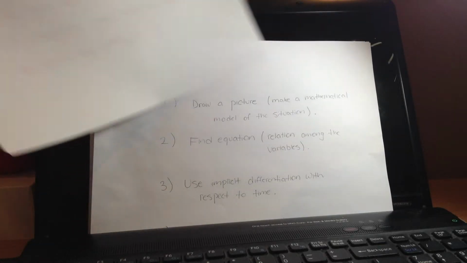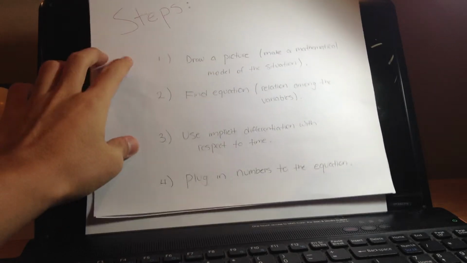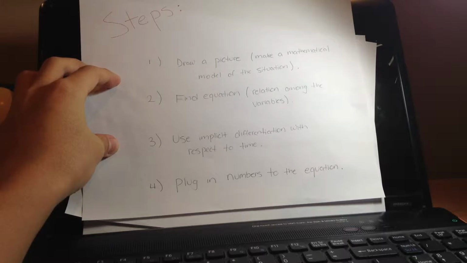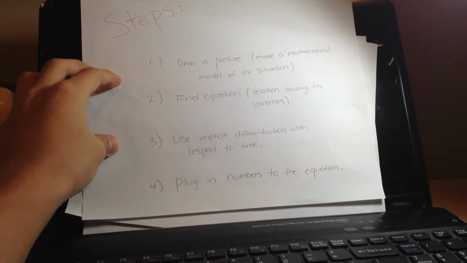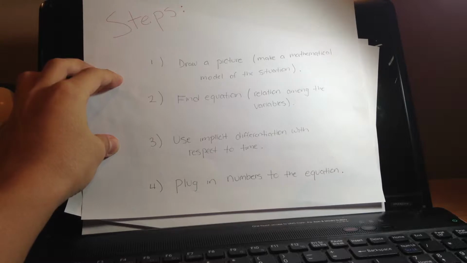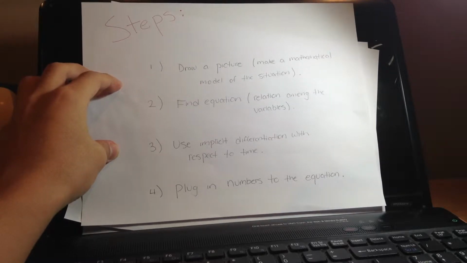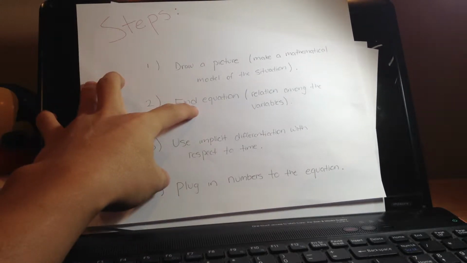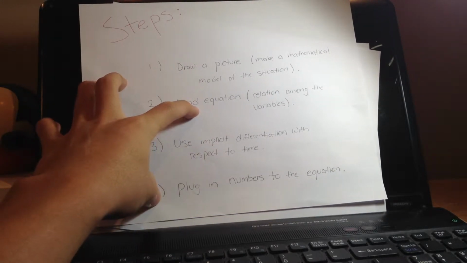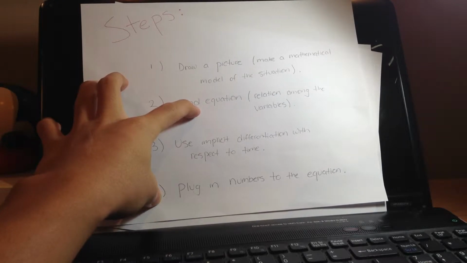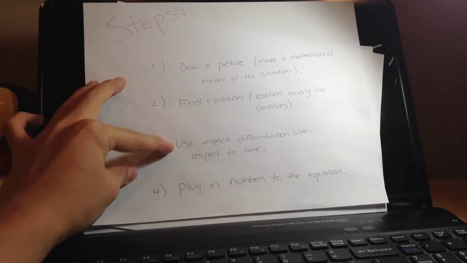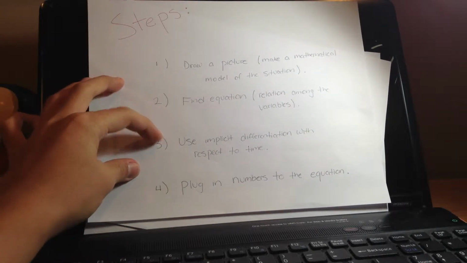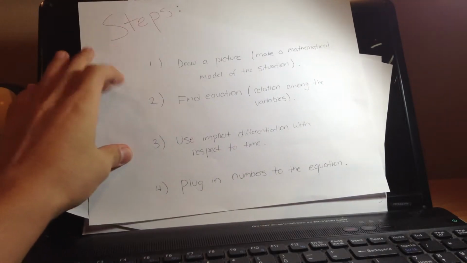In related rates, there are 4 steps that you can follow. First is to draw a picture. Making a mathematical model of the situation can facilitate your approach to any kind of problem. Number 2 is find an equation. By finding an equation, you can find the relation that exists among the variables. Number 3, use implicit differentiation with respect to time. And finally, plug in numbers to the equation.